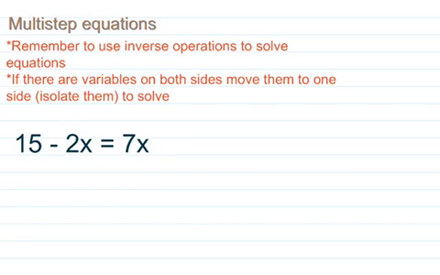And then if there are variables on both sides, move them to one side and isolate them, so that way you can solve it. And then you still follow all the same steps as before, so you distribute, you combine like terms. So basically we're just adding a few more steps.